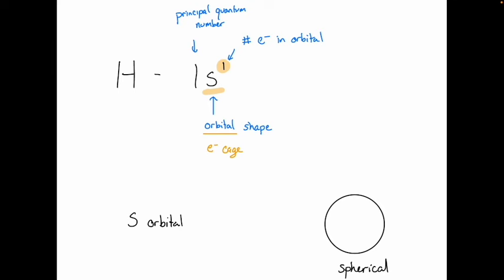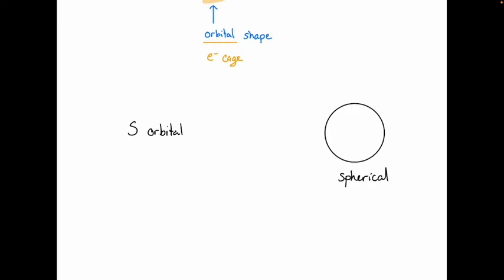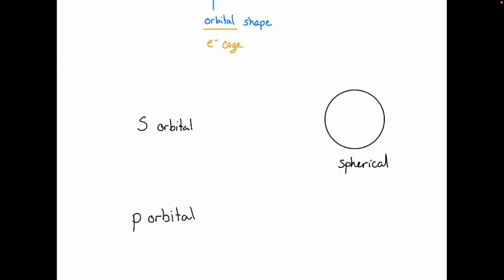Okay? It turns out, though, that there's even more complicated shapes that electrons can be trapped in as well. Other orbitals. Okay? So the next type of orbital that we're going to learn about is a p orbital. And this has a peanut shape. And that is not at all where the name comes from, but it's just helpful in terms of remembering the shape here.